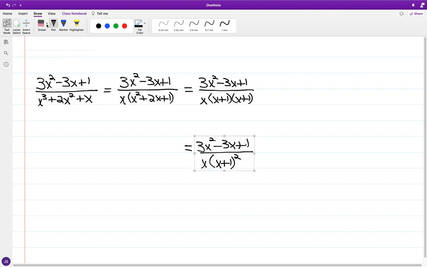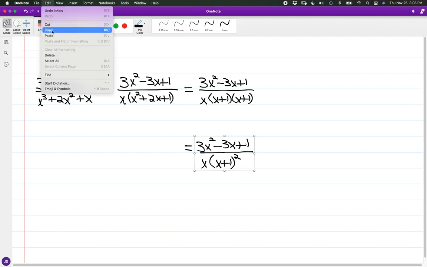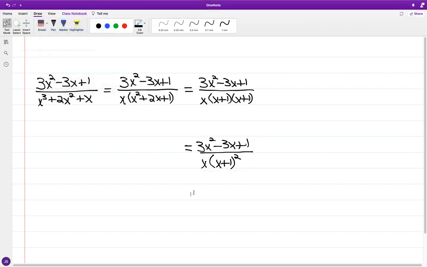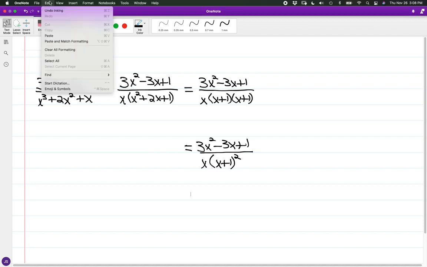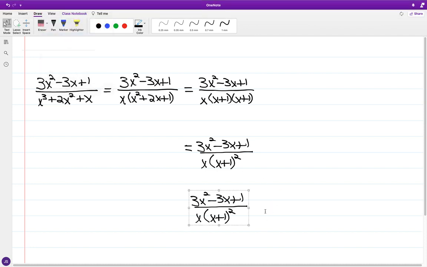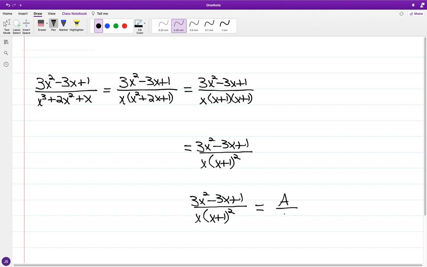Now, looking at what we have in the setup, setting the stage for partial fraction decomposition. We're going to have a linear factor with x and a repeating linear factor with the square of x plus 1. So we're going to have a over x. Now with x plus 1 raised to the second, I'm going to have one factor expressed in the denominator as x plus 1, and with the repeats, I'm going to have x plus 1 squared.